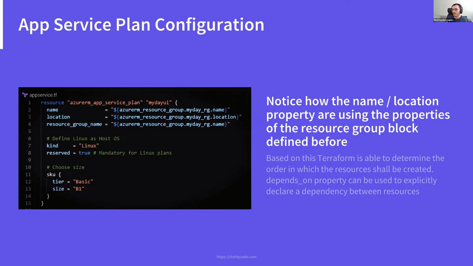Both the kind and the size could also go into variables, which could then be used to specify the plan and specify different values for different environments. For example, for your dev environment, you would like to use maybe a basic tier, but for your production environment, you will go to a premium one.